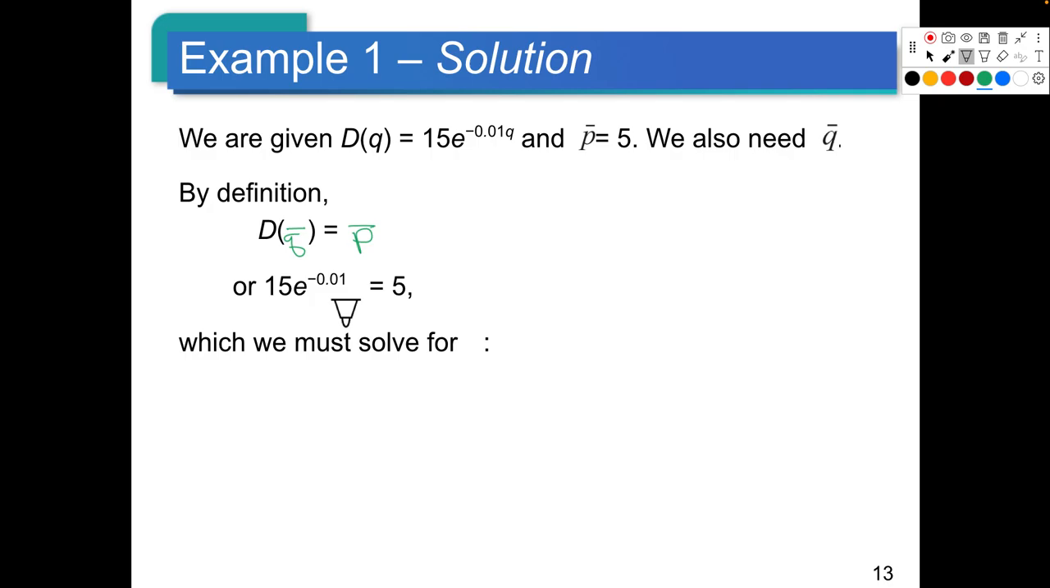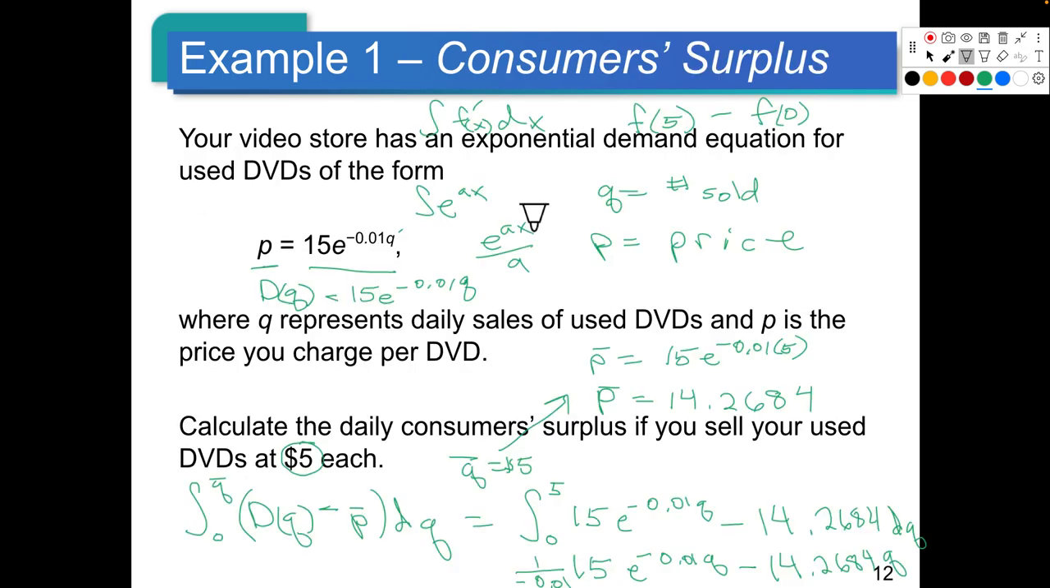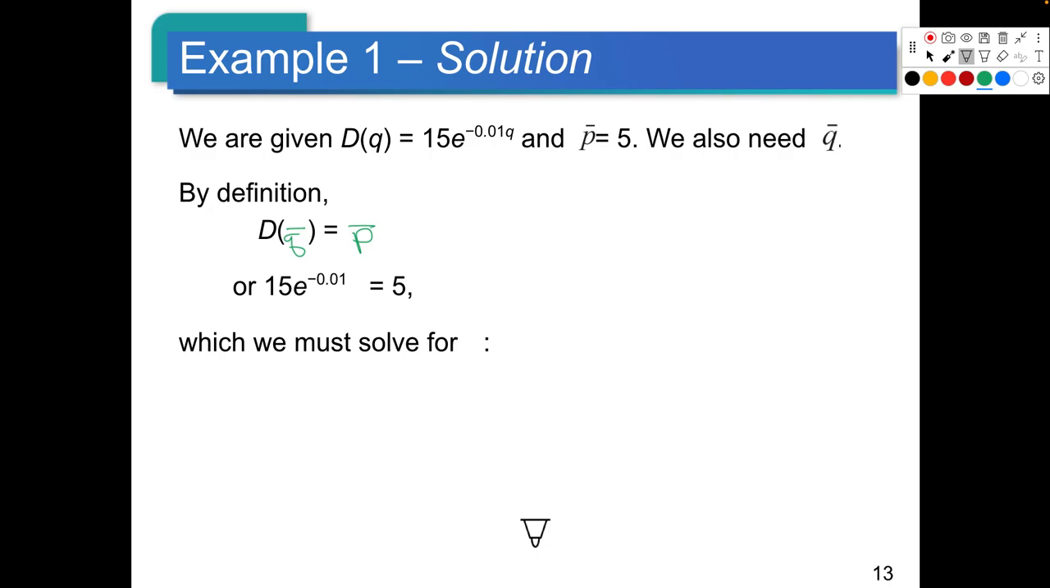Wait a minute. Did I do this backwards? I'm glad I looked at that. I did 5 as if it was a demand, as if it was a Q. But notice, this is the price. So we're going to back up a little bit. Let's watch this.